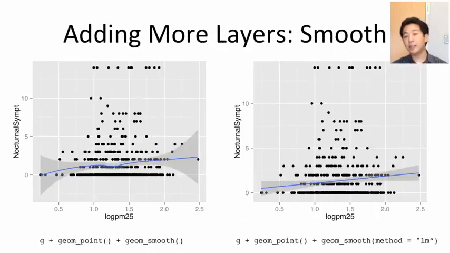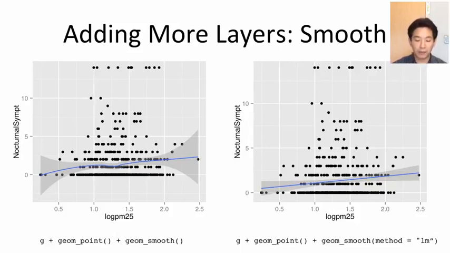Now, another layer that you can add onto your plot is a smoother, and many times you want to do this just so you can get a sense of the overall trend in the data. So you might want to get a general sense of, as PM 2.5 increases, do we get more nocturnal symptoms? And so on the left-hand side here, this is the code down here at the bottom that I used. I had my original ggplot object, g, which just had the x and y aesthetics. I added my points to make the scatter plot, and then I added a smooth; the geom_smooth function adds the little smoother, which is the blue line and the gray confidence bands.